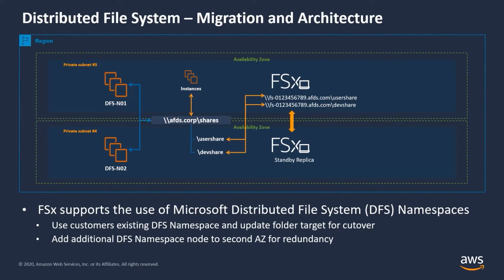Distributed File System Namespaces, or DFSN for short, is used in Acme's current deployment to consolidate their existing shares under one name. Currently, there is only one server in one availability zone. As part of our optimization, we'll add a second node to another availability zone for high availability. FSx supports the use of DFS namespaces, which we'll use when we migrate the existing folder targets after the data is synchronized from the source file systems. This will ensure a more seamless migration and minimal downtime.